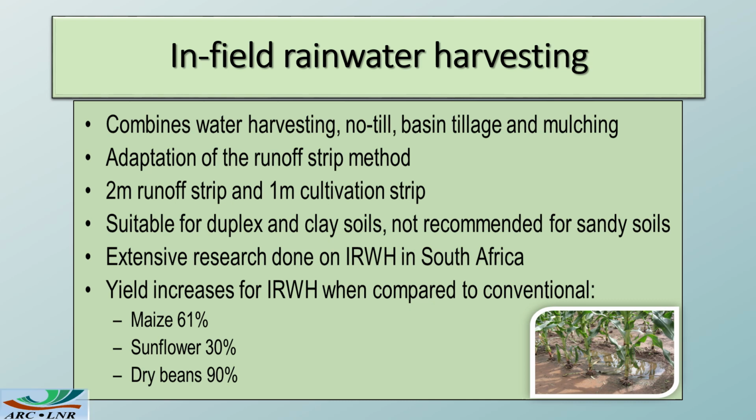Extensive research is done over the whole country. We have projects in every province in the country. The yield increases with infield rainwater harvesting, when you compare it with conventional tillage, are, for example, maize up to 61%, dry beans 90%, and sunflower up to 30%.